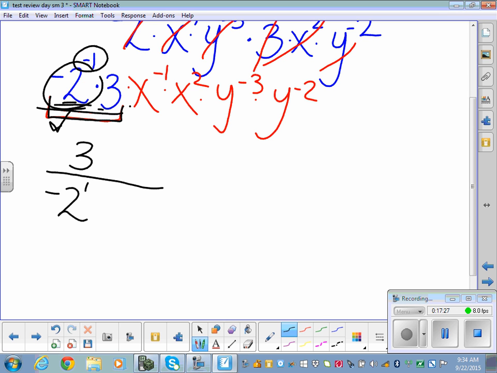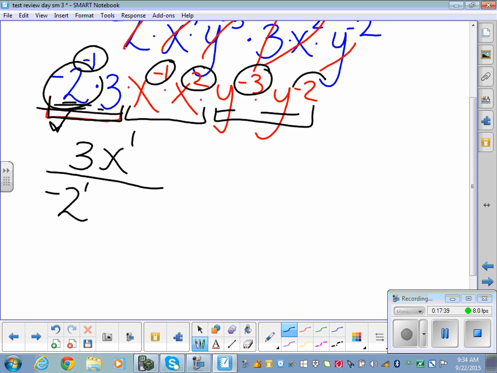Now moving on to x's. When you multiply, you add the exponents. So we're going to have x to the -1 plus 2, which is 1. And then when you multiply the same base, you add your exponents. What's -3 plus -2?